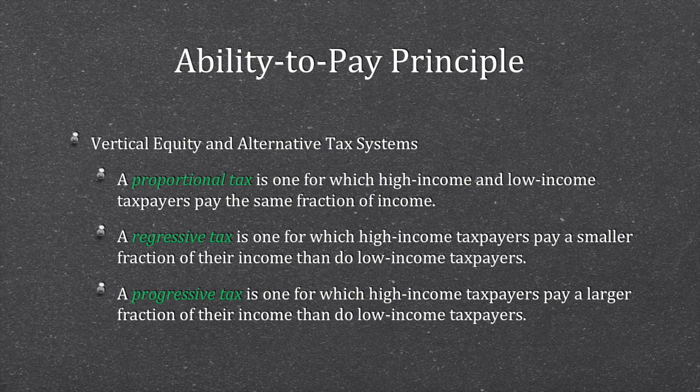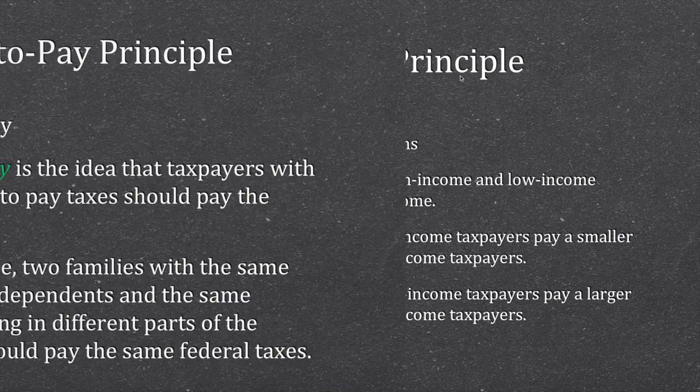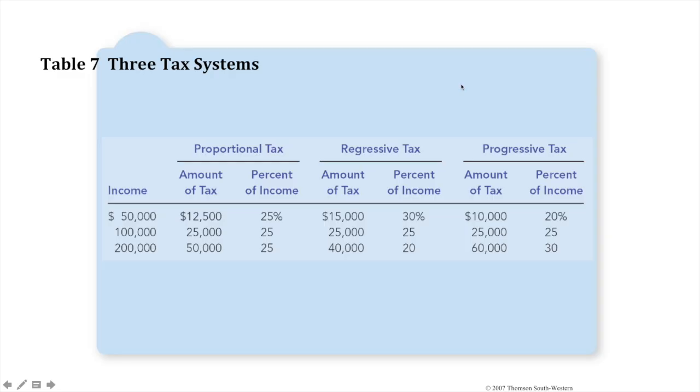A regressive tax is a tax that falls more heavily on low income payers. So it's a tax that falls more heavily on the poor. And a progressive tax is a tax that falls more heavily on the wealthy. So here are three different tax systems we can look at. A proportional tax, on $50,000, the government collects 25%. That'd be $12,500. On $100,000, the government would collect $25,000, and on $200,000, the government would collect $50,000.